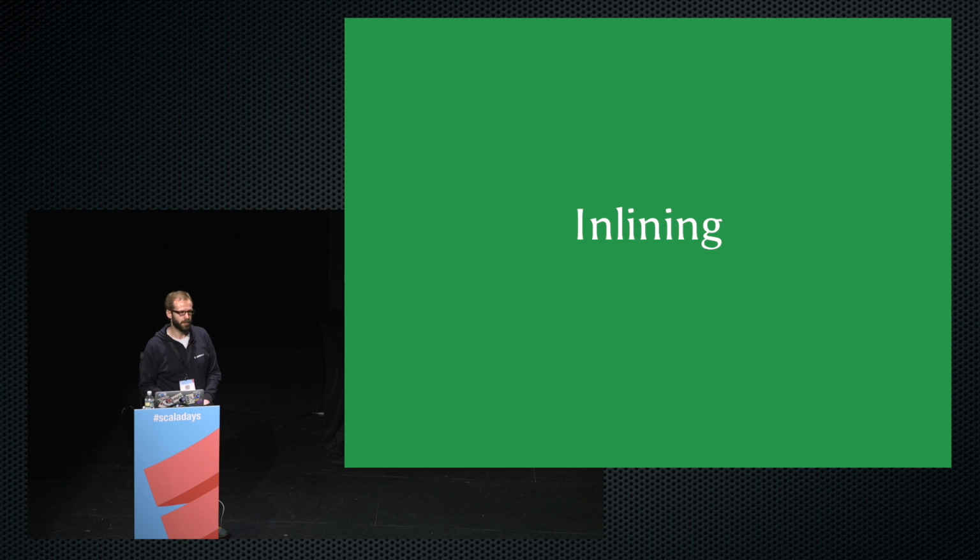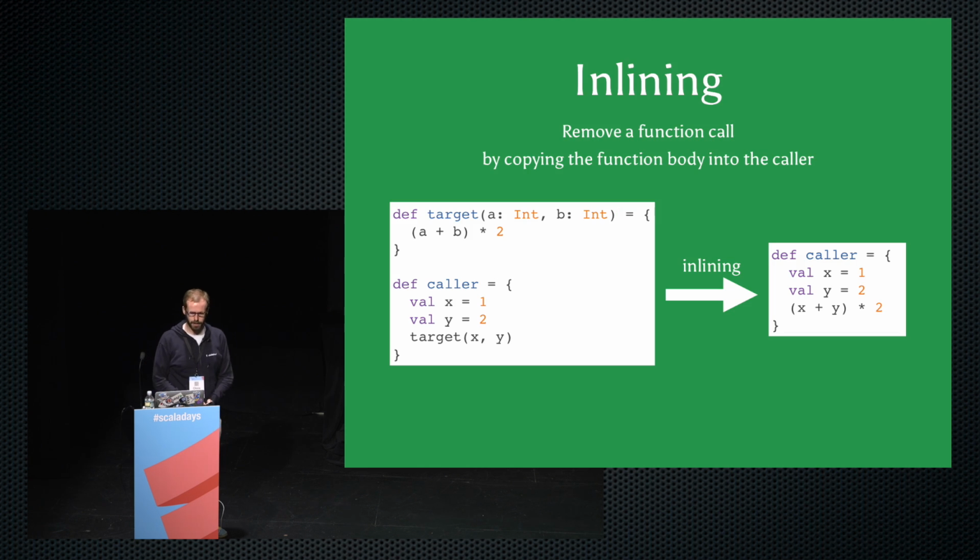So without further ado, let's have a look at inlining. So what is inlining? Basically, it is removing a function call from your program by copying the function's body into all of the places where the function is called.